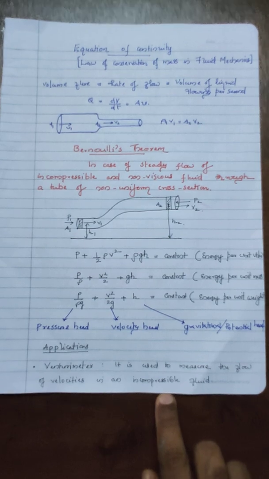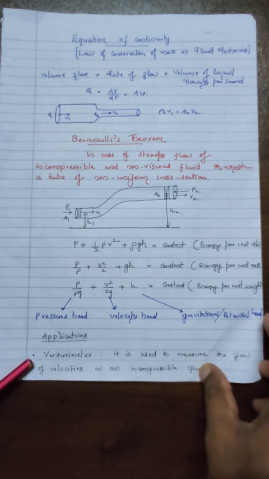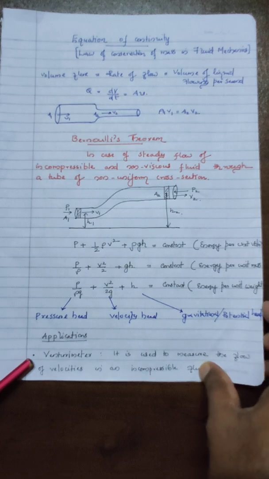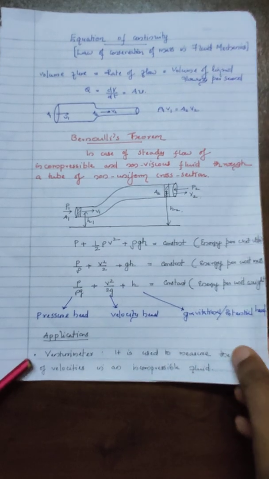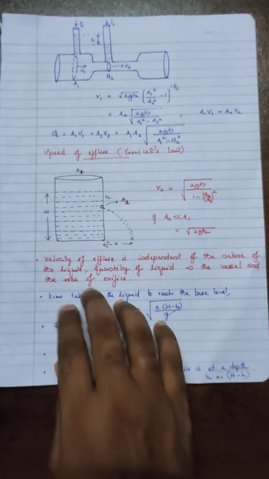And keep in mind, it has a lot of applications. The venturimeter is used to measure the flow velocities in an incompressible fluid. We can go through that concept. Look at the figure.